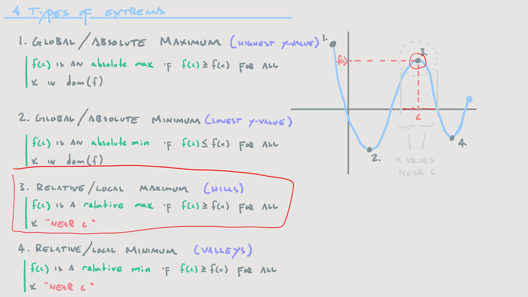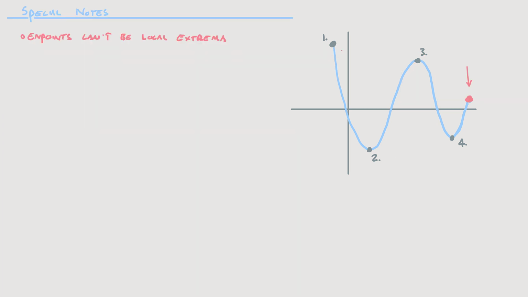Maybe now we're saying only this is the stuff that we're classifying as near c, just within here. None of those x values give you an f of x value that is bigger than f of c. That's why this is a relative maximum. Okay, so I hope that makes sense. Now let's go over some special notes with extrema.